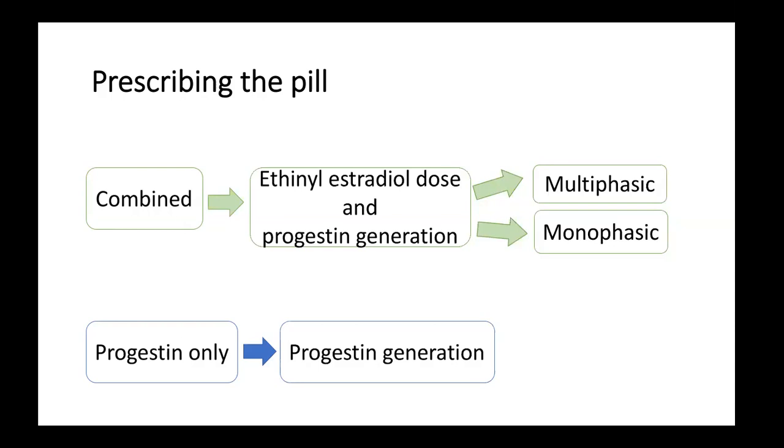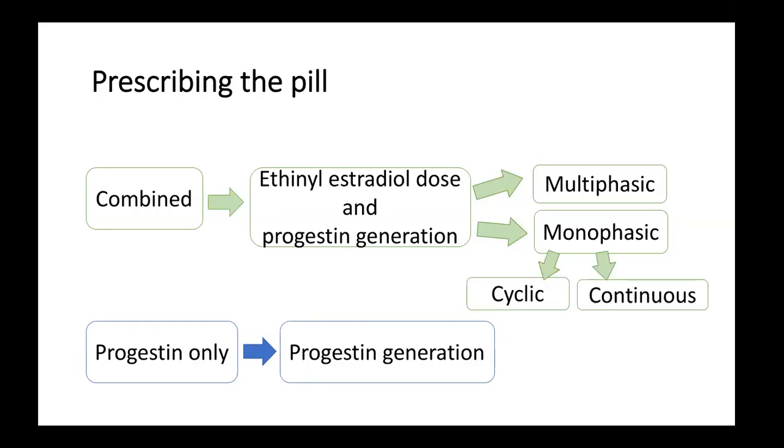And then one other consideration is whether to use multiphasic or monophasic. This just refers to the amount of hormones that are in each pill every day. Monophasic means every day there's the same amount of hormones in the pill, and multiphasic means that there are changes in the amount of hormones in the pill. So it's really important for them to take it every day and take the pill that's prescribed for that day on that day.